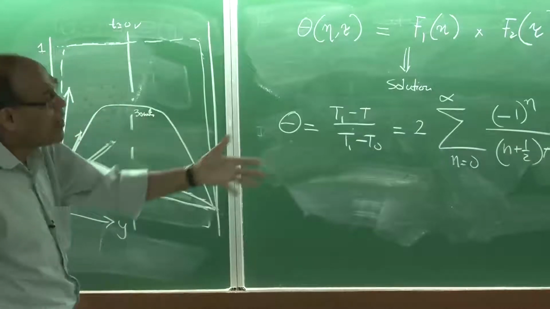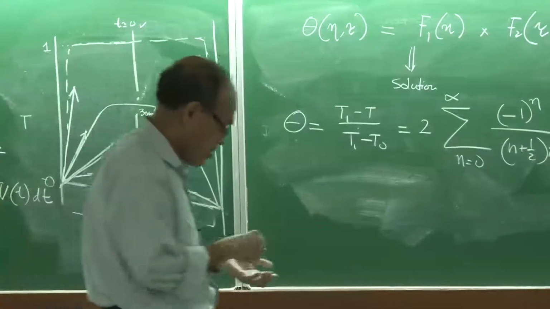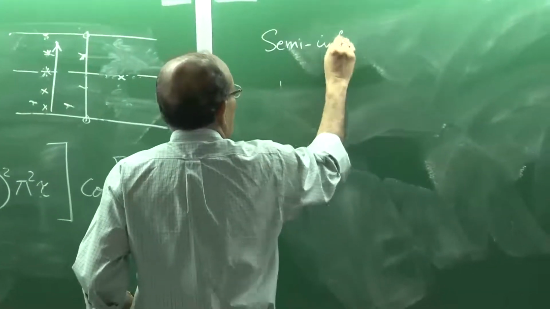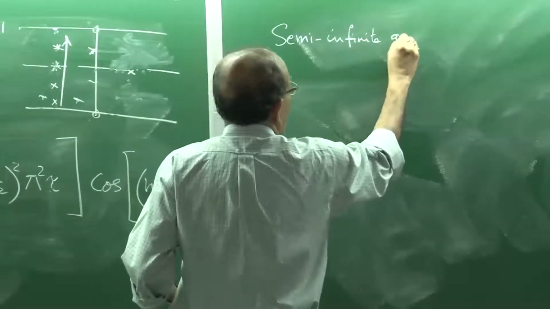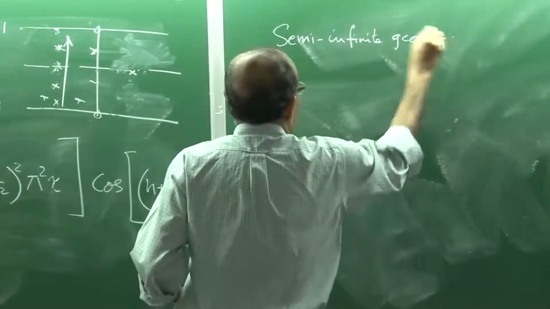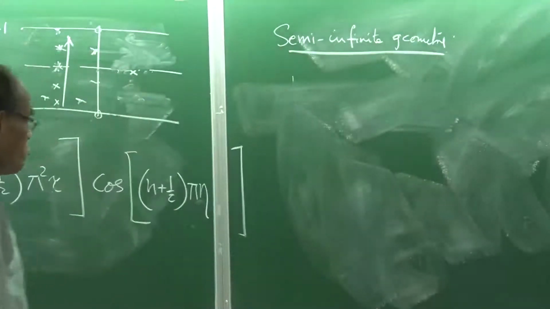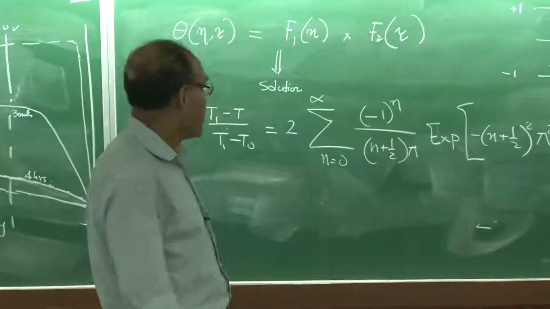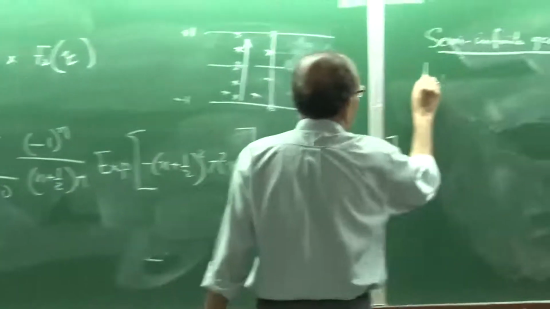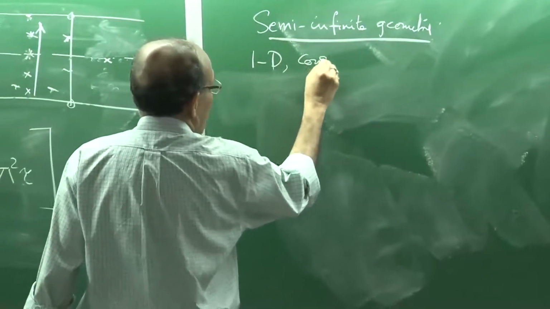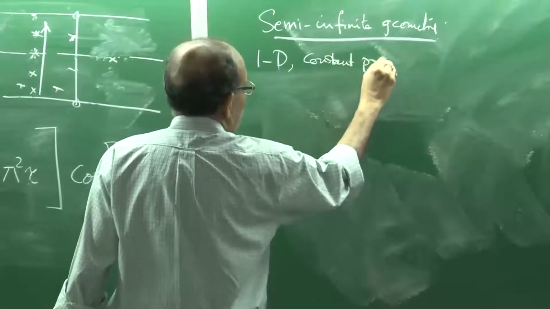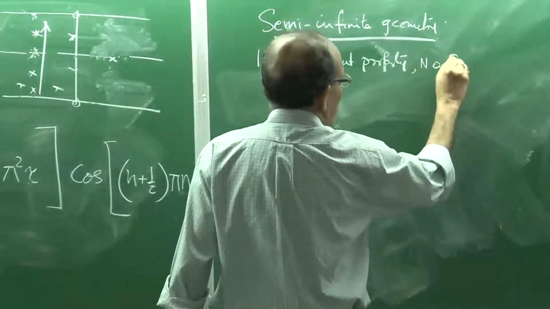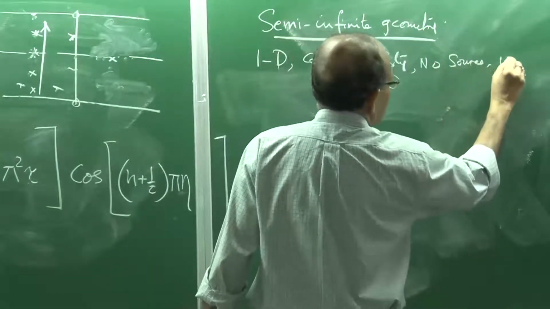We will talk about a different geometry which is of interest to us, okay? And that is called a semi-infinite geometry. This is an interesting proposition. So, it is still a 1-dimensional problem, okay? So, those conditions apply here: 1D, constant property, we have no source, and unsteady state.